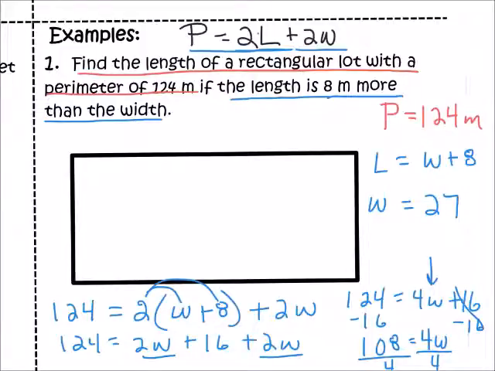In order to find the length, we need to take the width value and substitute it into here and then solve for length. So length equals 27 plus 8, and when we get that answer, we have the length, which is 35 meters. And that's the answer to that problem.